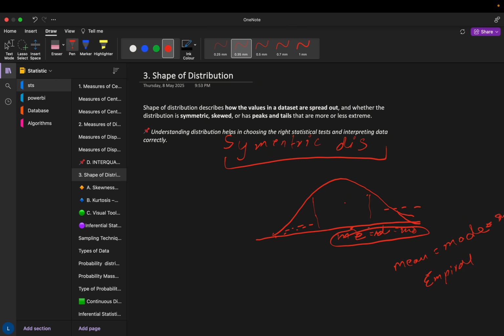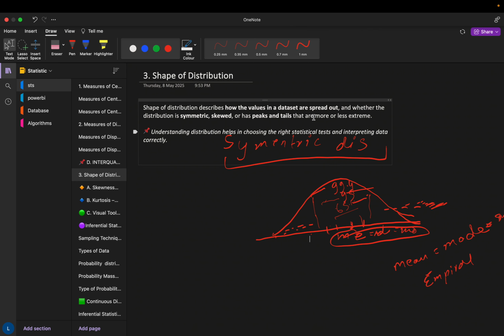And here we have the empirical rule. Empirical rule means in the first standard deviation there is 68% of the data, in the second standard deviation there is 95% of the data, and in the third standard deviation there is 99.7% of the data. Means the data that is far from this third standard deviation is normally considered an outlier.